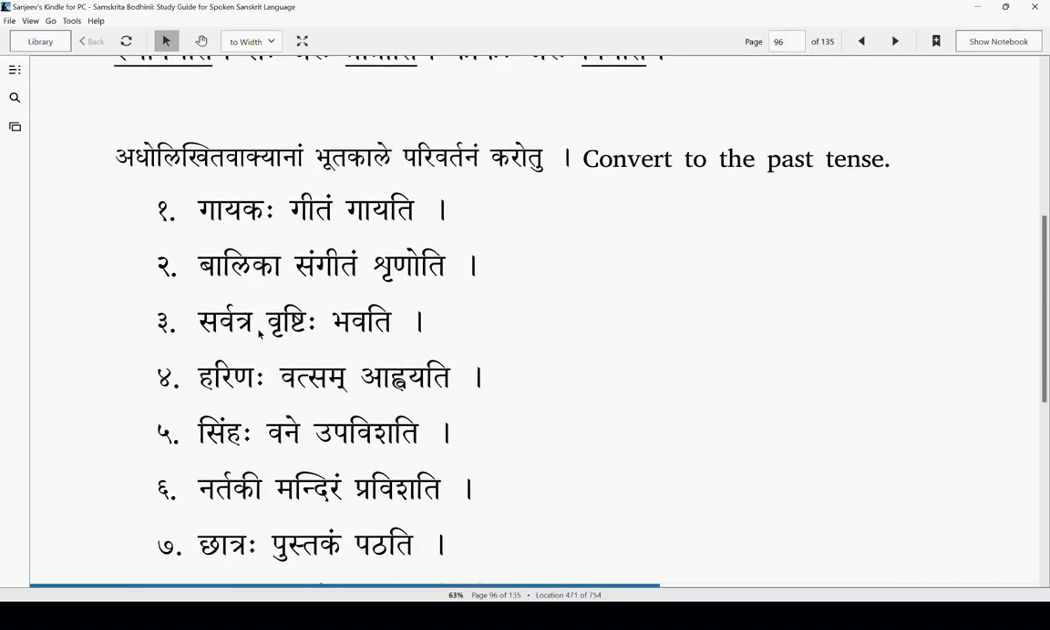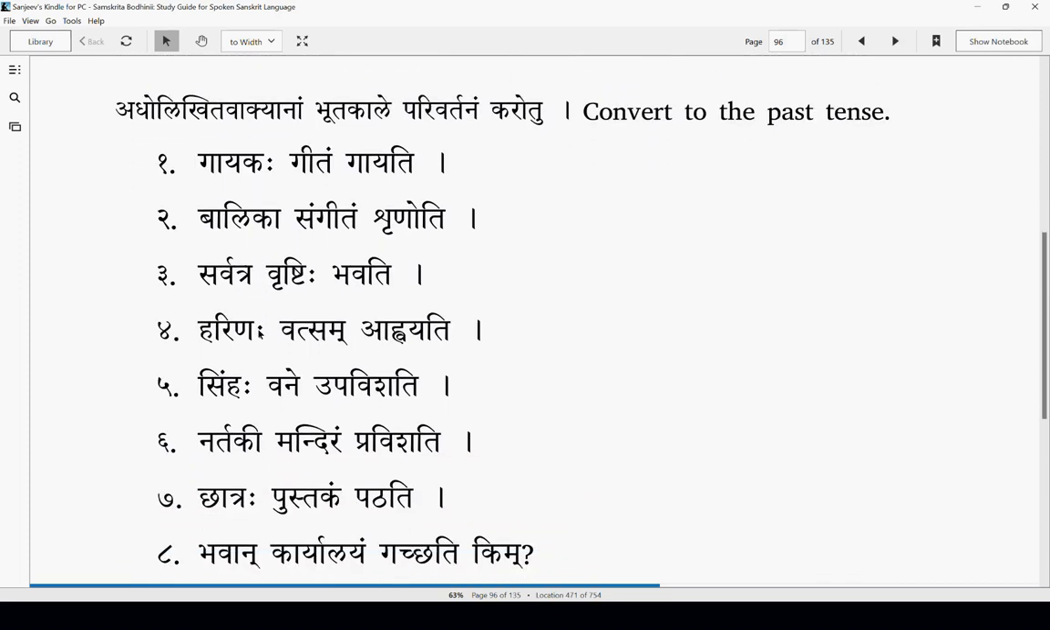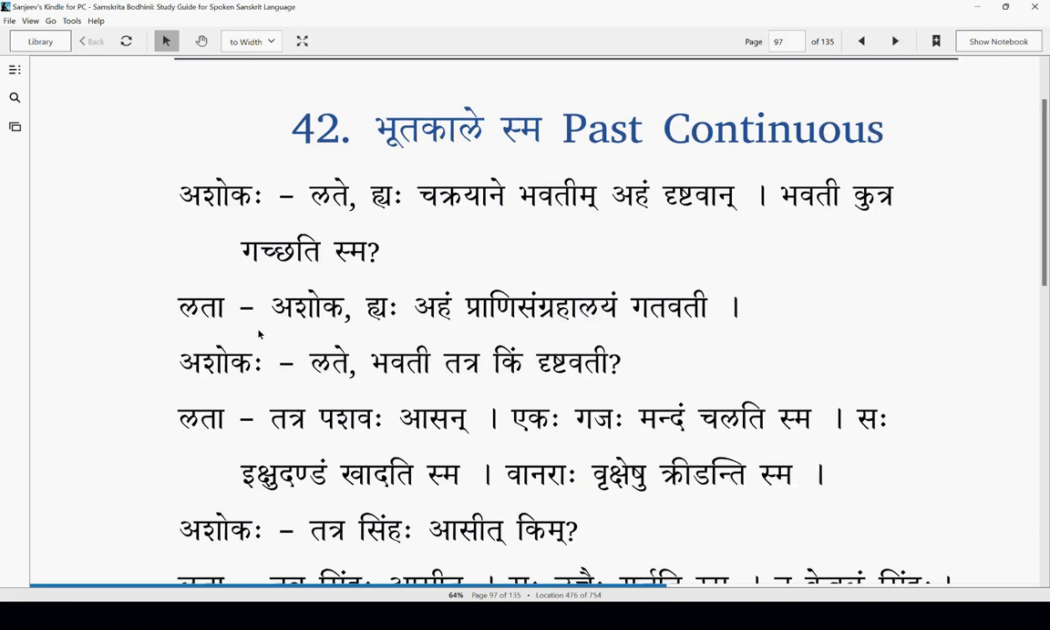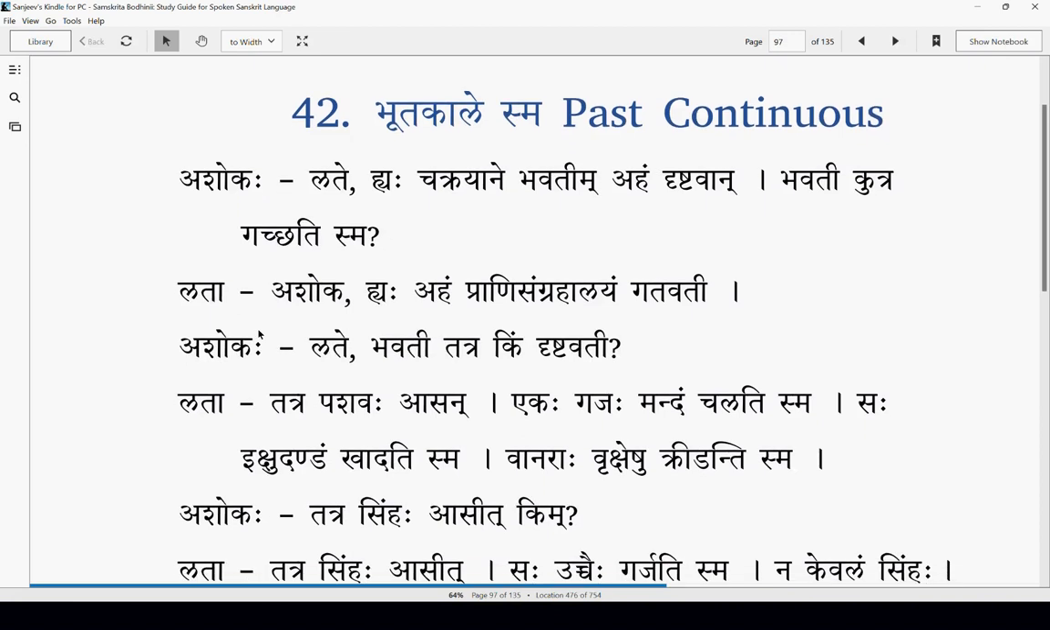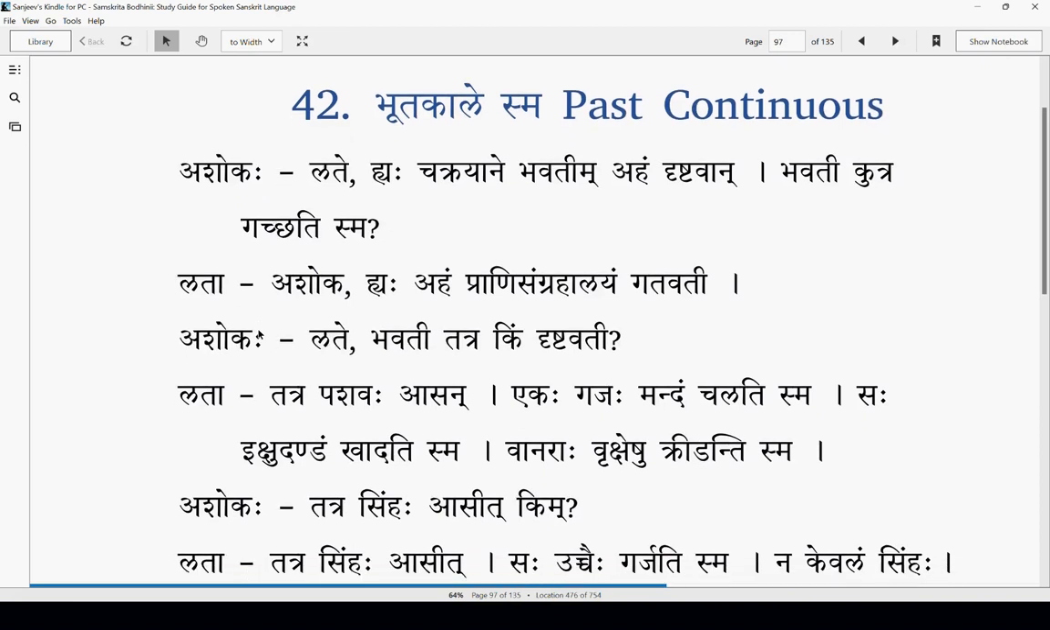Adholikhita vakyanam bhutakale parivartanam karotu. We can do it at home. Bhutakala means again bhuta krudanta. Now bhutakale sma. This is the next type of bhutakala, the past continuous type. So for example here, Ashokah. Can you please read this? Lata, one of the lines here.